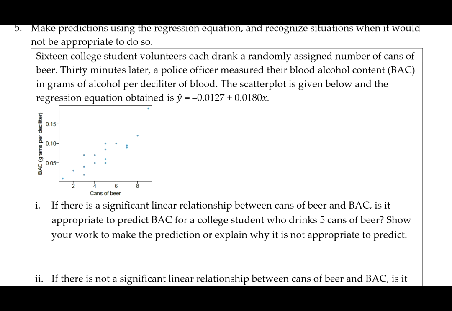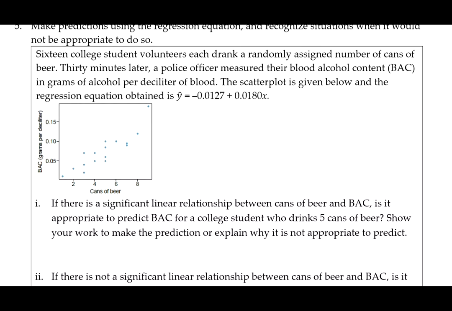Part 1 says, if there is a significant linear relationship between cans of beer and BAC, is it appropriate to predict BAC for a college student who drinks 5 cans of beer? There are 2 things to check to determine whether it's appropriate to use a regression equation to make a prediction. First, there needs to be a significant linear relationship. This question says if there is a significant linear relationship, so we're told that there is. The second is that we cannot extrapolate.